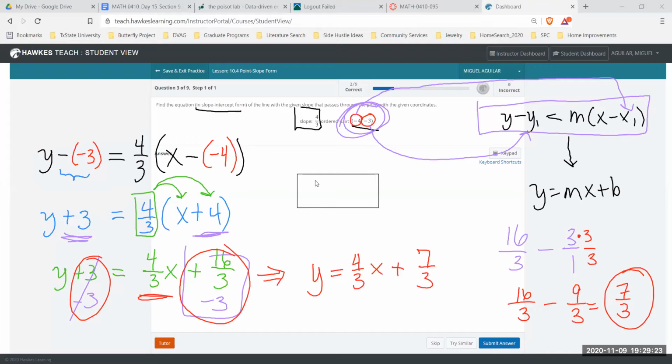And the thing that's most frustrating about these problems is the arithmetic. So it may be that you're doing the process right, but if you forget how to add a fraction and a whole number, or subtract a whole number from a fraction, that's the part that is going to be frustrating. Y equals 4 over 3 x.